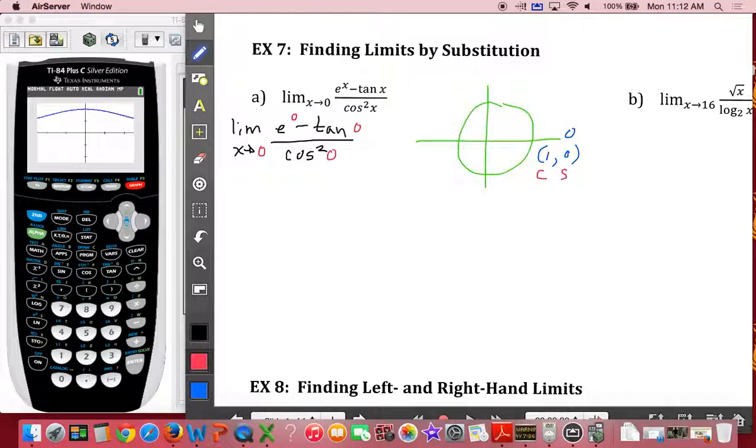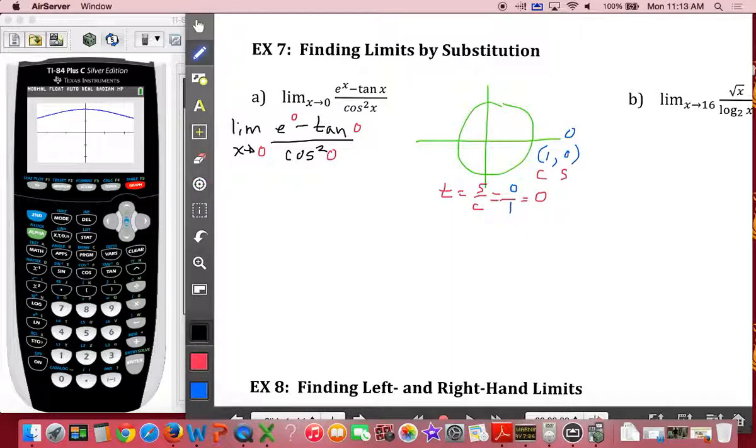But we want tangent also. So tangent is equal to sine over cosine. So in this case, my sine is 0, my cosine is 1. What is that value? Is that a value of 0 in the numerator? Yes or no? Yes, it has a value of 0. So I can actually plug those values in because my denominator is cosine squared at 0. Well, at 0, cosine is 1.